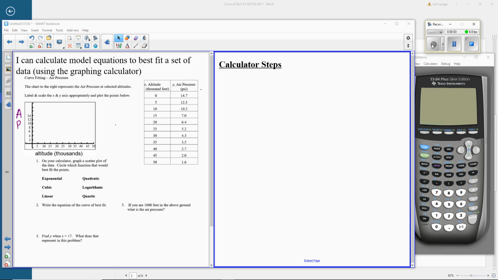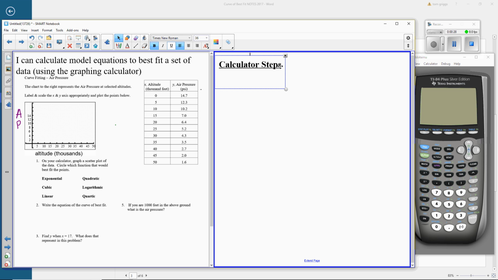All right, so this is the video on calculating model equations to best fit a set of data. We're going to do this primarily using the graphing calculator. I'm going to insist you get out a separate sheet of paper, and at the top of that sheet of paper write down calculator steps. There's a lot of them, probably about 20 altogether.